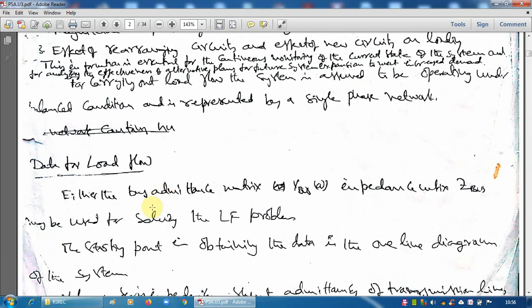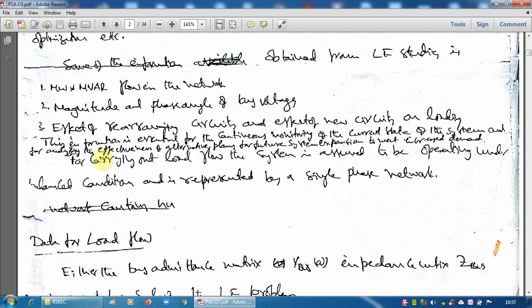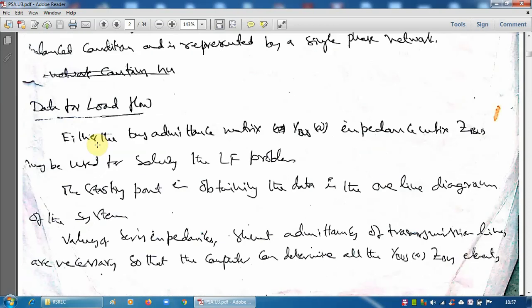Once again I am saying, load flow study is the study conducted to determine the steady state solution of the power system network. In addition to the steady state solution, the load flow analysis is also used for other types of studies. Next, the data obtained from load flow studies. That was the load flow.